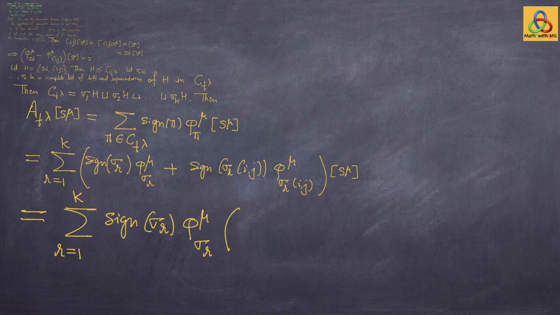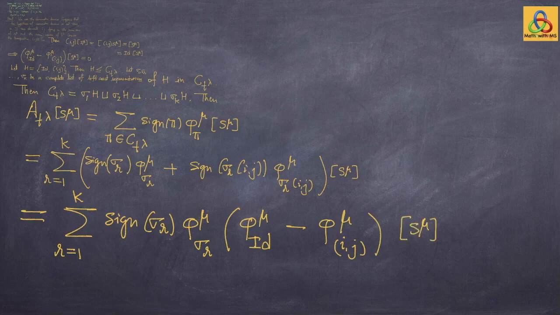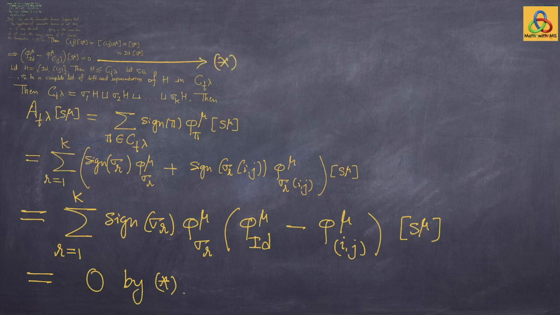After taking out sign of sigma r and phi mu of sigma r as common, here I can insert phi mu of identity, because phi mu is a representation, a group homomorphism, so phi mu of identity is identity. So I can write it as phi mu of identity, and the sign of the transposition Ij is -1, so it is minus phi mu of the transposition Ij, again using the fact that phi mu is a group homomorphism. This acts on the mu tabloid S mu. But just above we showed that this expression is 0, which is equal to 0 by star. This is a contradiction to the given hypothesis.